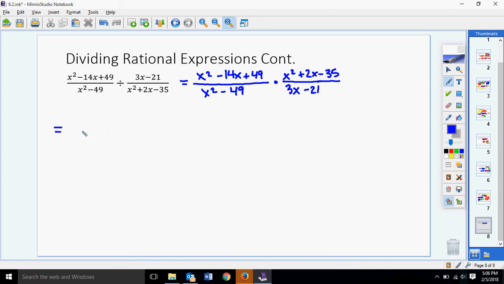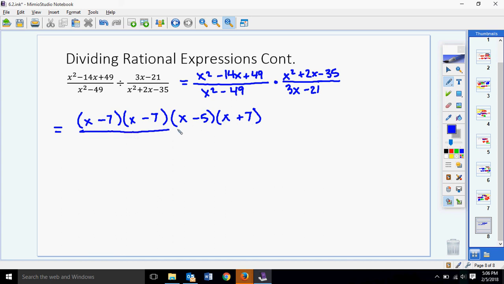Now that I've rewritten it, I want to make sure I factor my numerator. So my first numerator is a trinomial. I'm going to factor into two sets of parentheses. Two numbers that multiply to positive 49 and add to negative 14 are negative 7 and negative 7. Over here, again, I have a trinomial, so it gets factored into two sets of parentheses. Two numbers that multiply to negative 35 and add up to positive 2 will be a negative 5 and a positive 7.